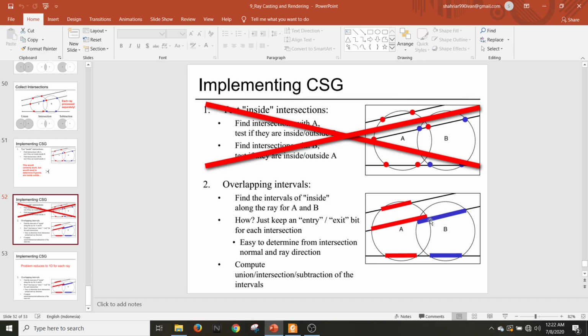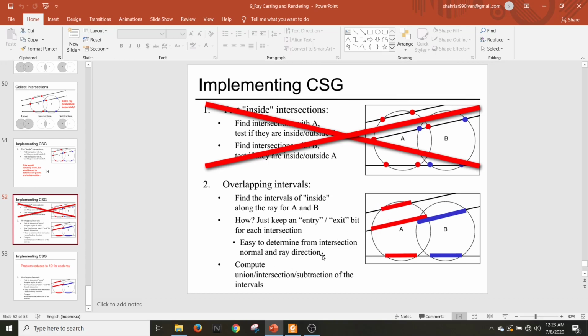If the surface normal creates an obtuse angle with the ray direction, then the ray goes from outside to inside. For example, if the surface normal was like this and the ray was going in this direction, then the angle here would be an obtuse angle greater than 90 degrees. So that means that this was going from outside to inside. And here, when the ray goes from inside to outside, the surface normal would be like this. So the angle is less than 90 degrees. This means that it is going from inside to outside.